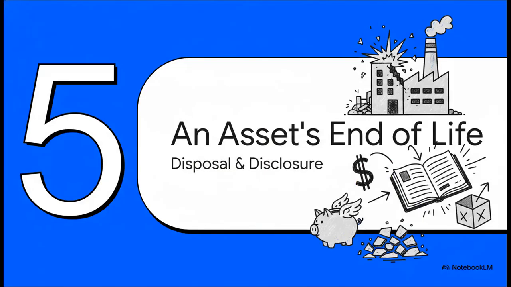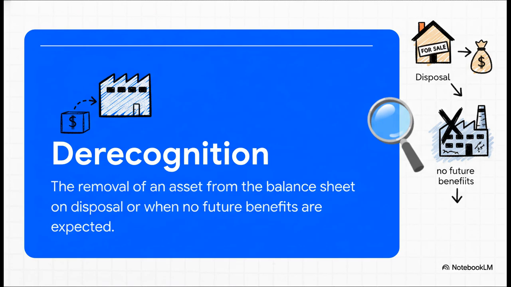So we've bought the asset, we've broken it down, we've measured it during its life, and now it's time for the final chapter in the story. What happens when the asset is sold, scrapped, or just retired? This is all about getting it off the books and, just as importantly, telling the story clearly in the financial statements. The fancy term for this is derecognition, and it's really just the official removal of that asset from the company's balance sheet.